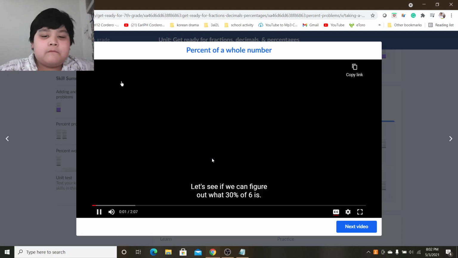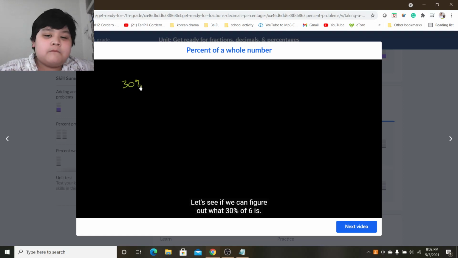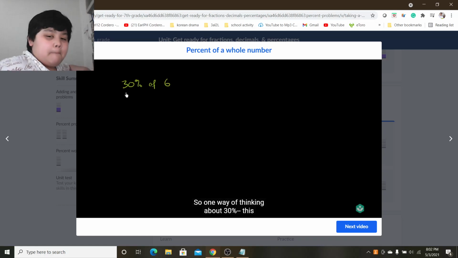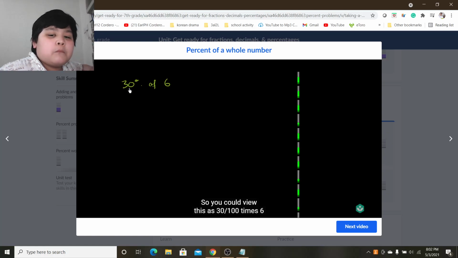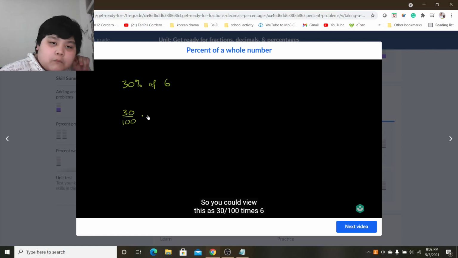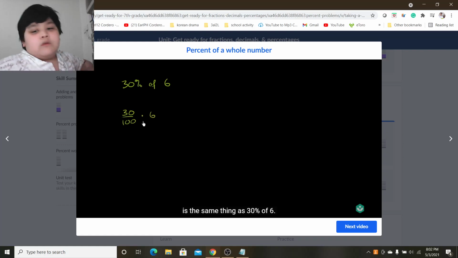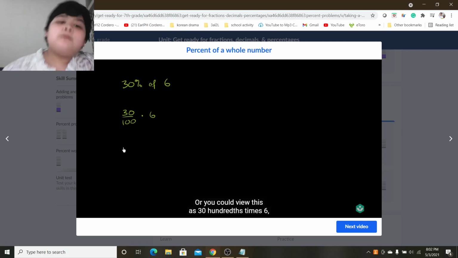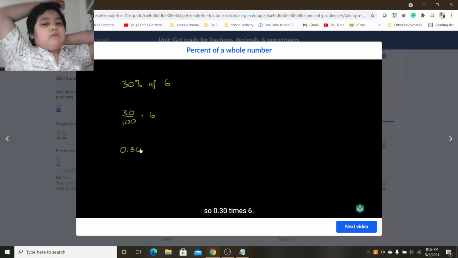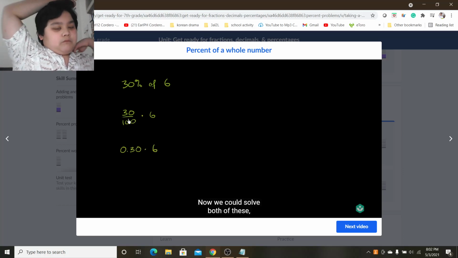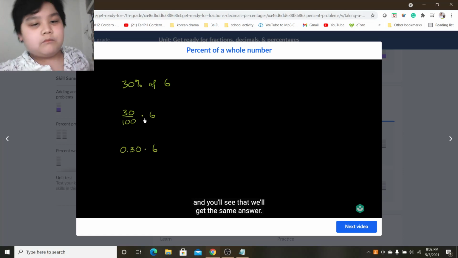Let's see if we can figure out what 30% of 6 is. So one way of thinking about 30%, this literally means 30 per 100. So you could view this as 30 over 100 times 6 is the same thing as 30% of 6. Or you could view this as 30 hundredths times 6. So 0.30 times 6. And we could solve both of these and you'll see that we'll get the same answer.